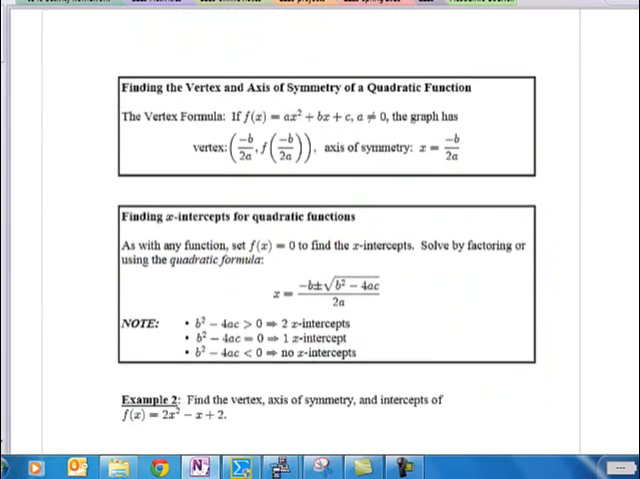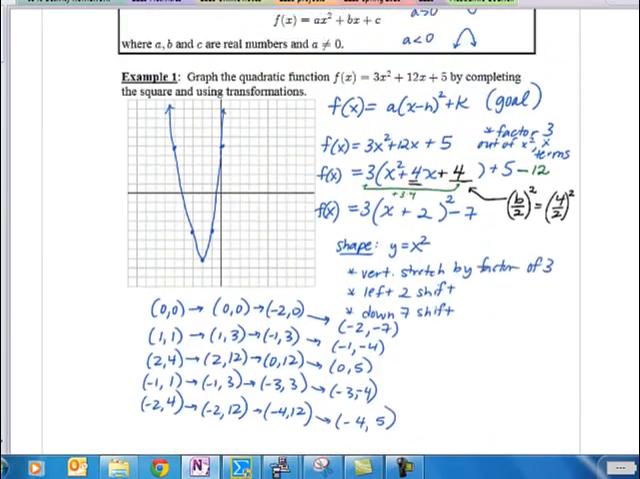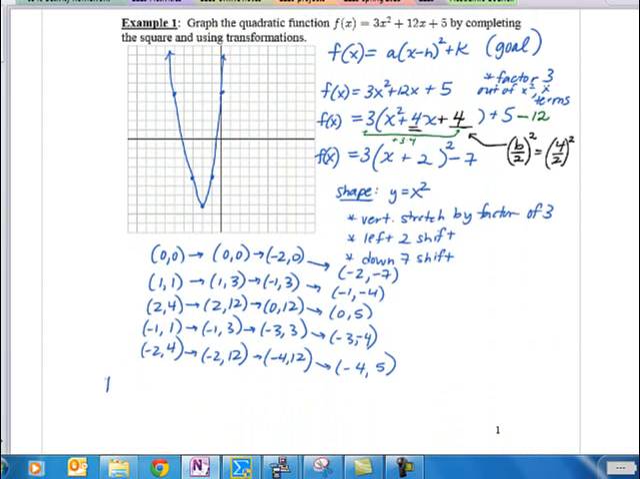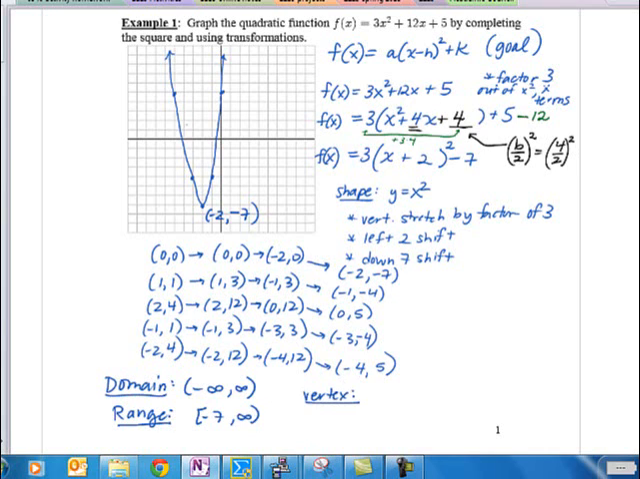Before we move on from that, let's talk about the domain, the range, intervals of increase, intervals of decrease, things like that. So for this particular function, I can see the domain is all reals because it extends left and right without bound. The range is not all reals, right? There is a low point here. The low point appears to be, what did we have? Negative 2, negative 7. So the range would be that low point, negative 7, up to infinity. The vertex of that graph is the place where there's that low point, negative 2, negative 7.